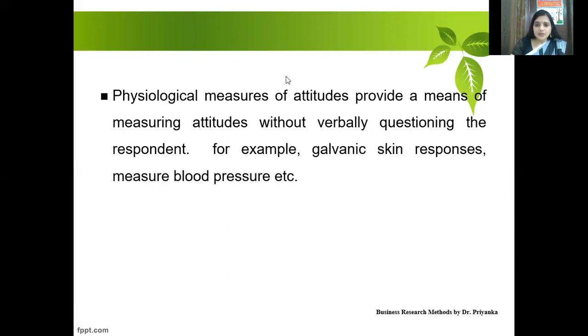Physiological measures of attitude provide a means of measuring attitudes without verbally questioning the respondent. We have done these physiological measures in unit 2. For example, galvanic skin responses or measuring blood pressure. These are also kinds of attitude we need to measure sometimes for some social sciences studies as well. And in case of medical studies, yes, these are very common.